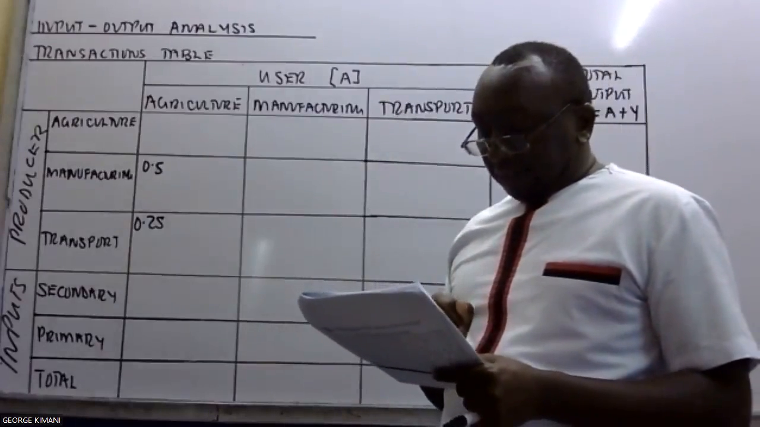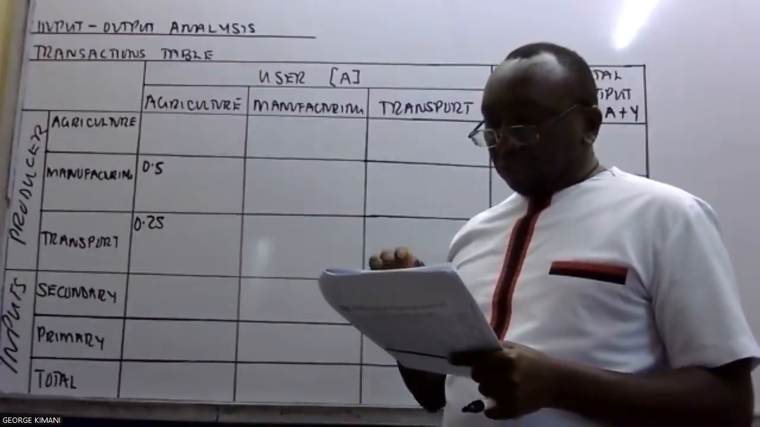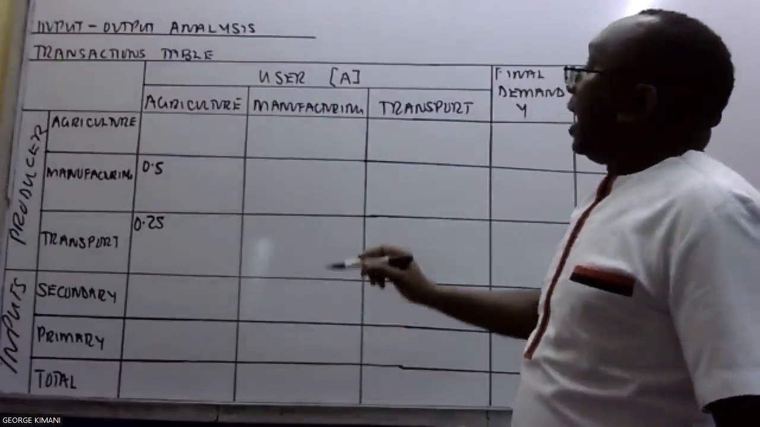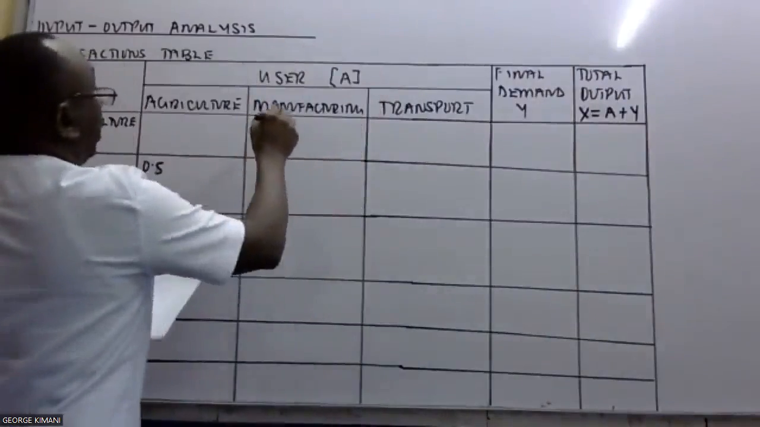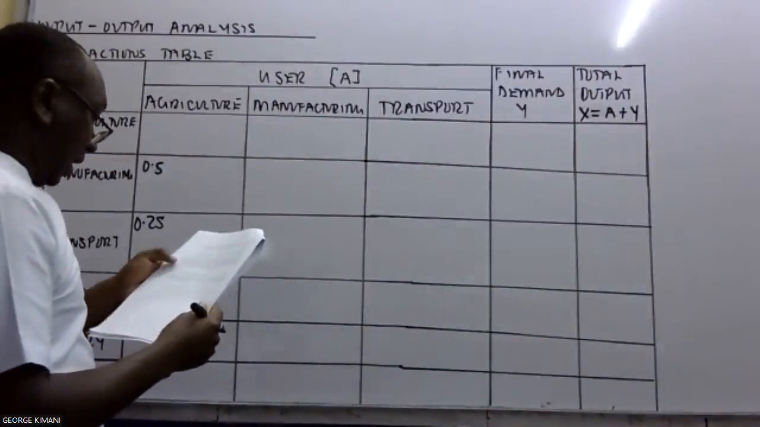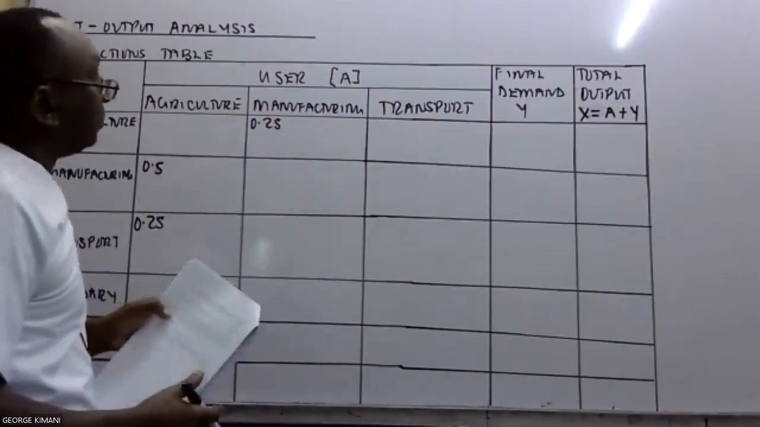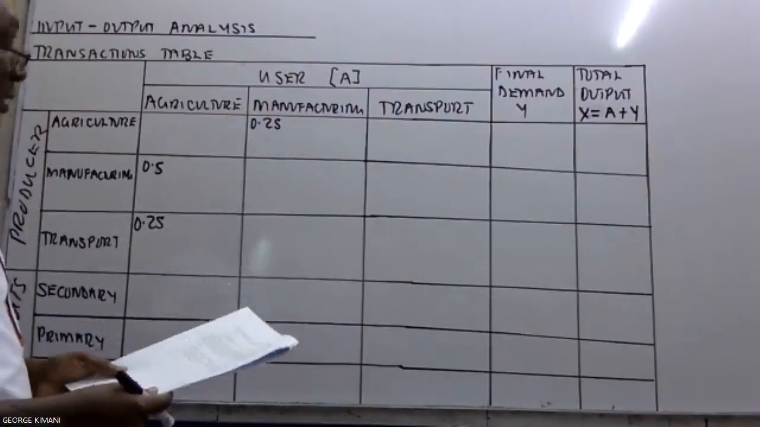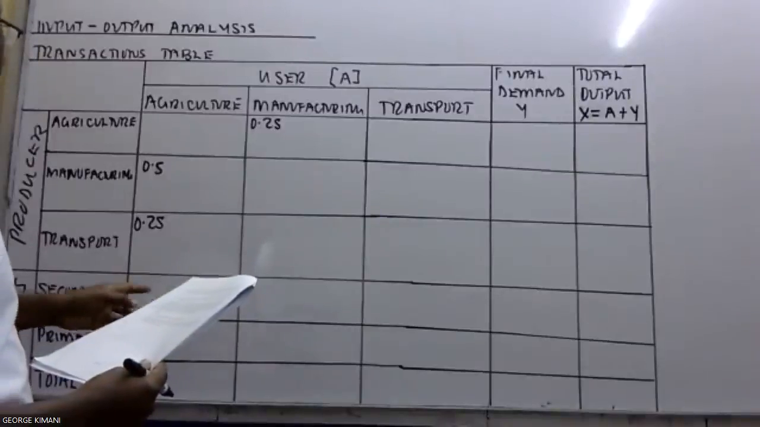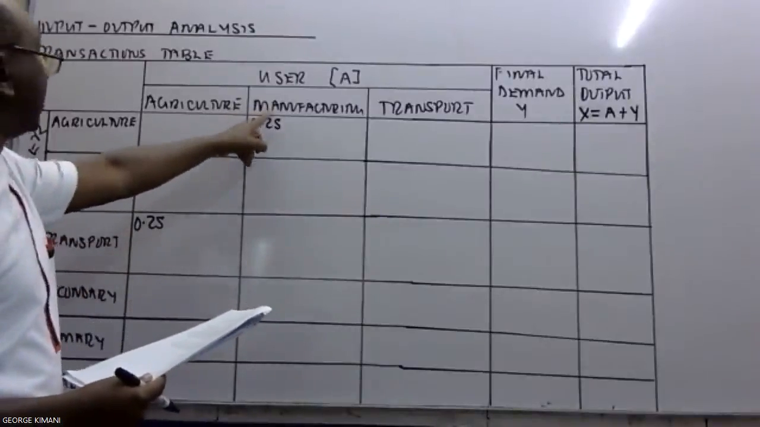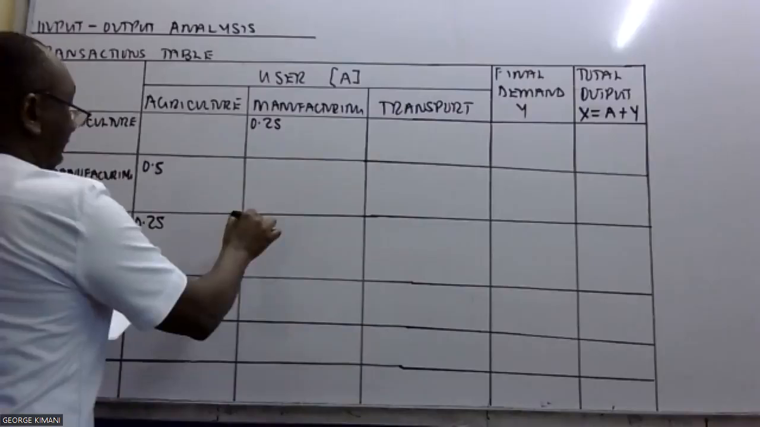We go to the next statement. It says, production of 1 unit of manufacturing requires 0.25 units of agriculture. So again, that is input. So we come here and we put, input to manufacturing from agriculture, which is 0.25. Have you gotten that? Yes, I have. Okay, then it requires 0.25 from transport. So the input to manufacturing from transport is 0.25 again.